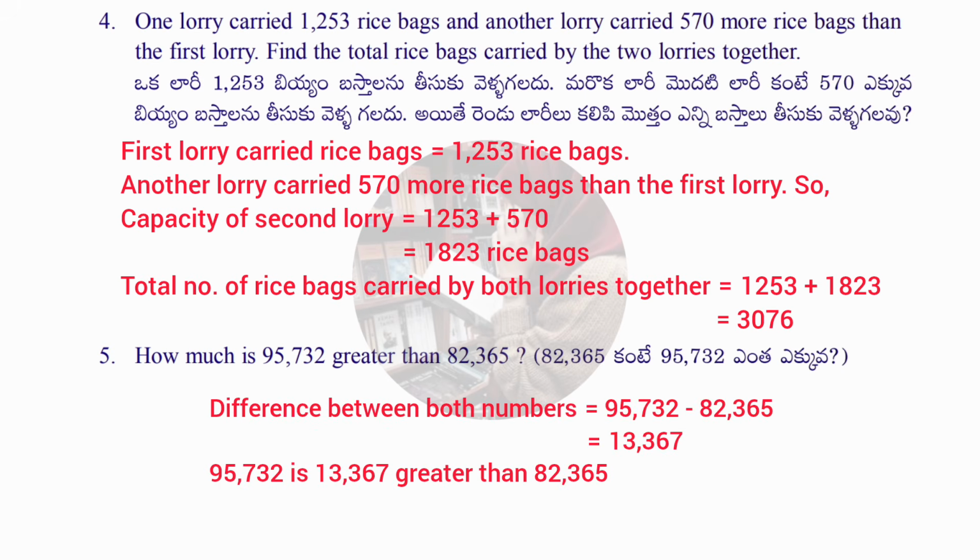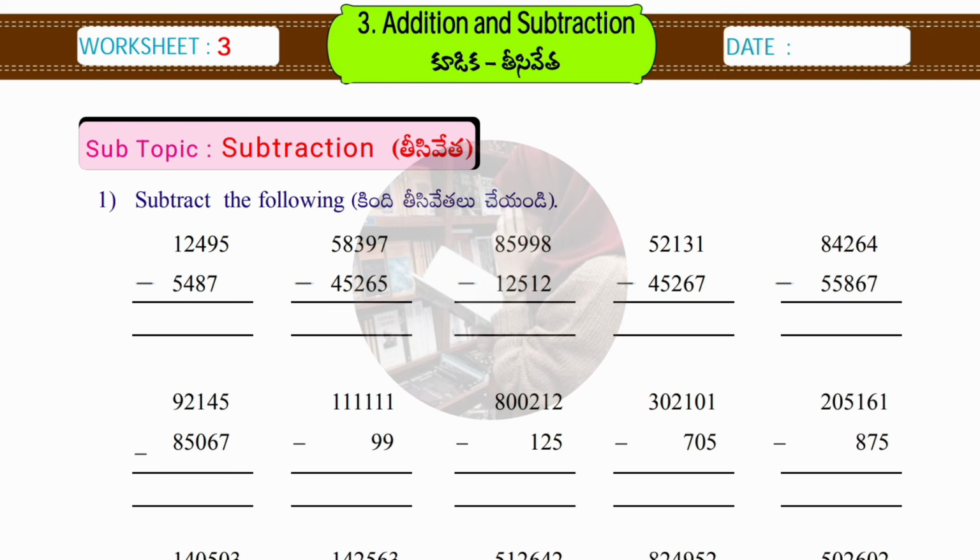Okay, let's see further. Firstly, what we have to do, we have to do the subtraction here. Means you have to minus the second number from the first one. You have to take out the difference. That is your exact answer. That is what added to the first number so that it became greater than the second one. Okay, let's see. Difference between both the numbers is equal to 95,732 minus 82,365, which is equal to 13,367. Okay, so 13,367 is added to the first one to become it greater. Okay, I hope you understood.